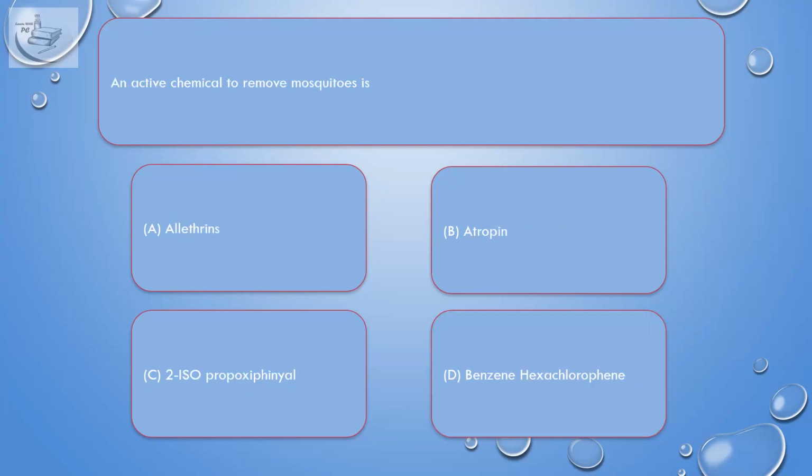Question: an active chemical to remove mosquitoes is A. Allethrin. B. Atropine. C. 2-isopropoxyphenyl. D. Benzene hexachloride. Correct answer is A. Allethrin.